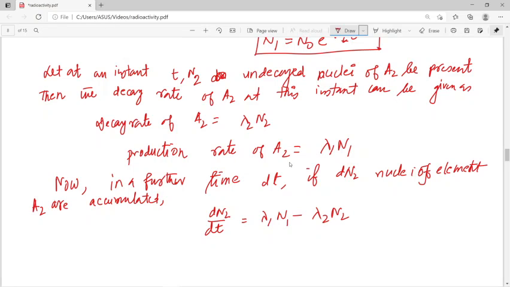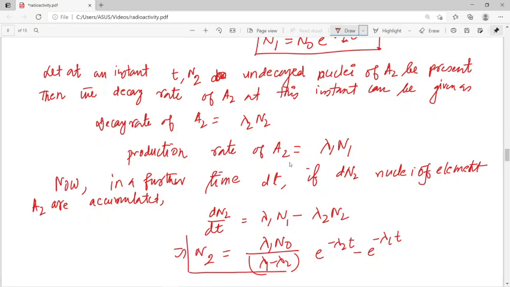And if you solve these equations, you will find the value of n2, that is one of the formula, that is lambda 1 n naught by lambda 1 minus lambda 2 into e to the power minus lambda 2 t minus e to the power minus lambda 1 t. That is also, you can say, one of the formula.